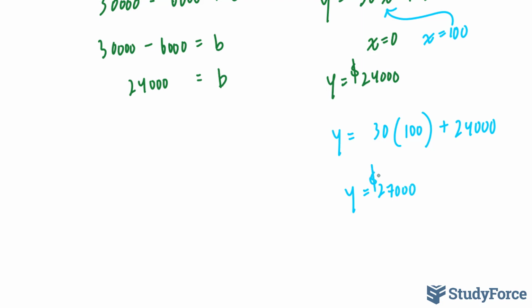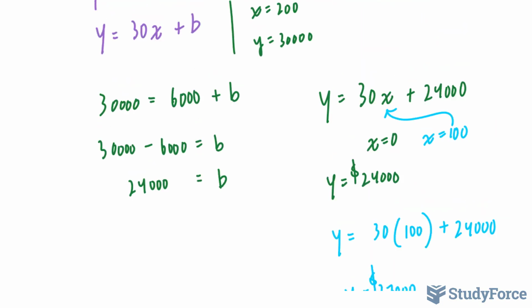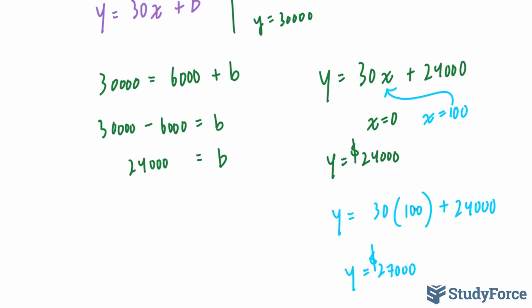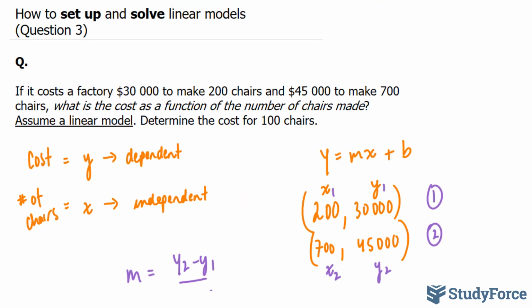$27,000. Now let's see if this is consistent with the values that they gave us originally. They told us originally that if you produce 200 chairs, you will be spending $30,000. Well, since 100 is less than 200, this means that this value is on par with what is expected, and that is how to put together an equation to model this problem.